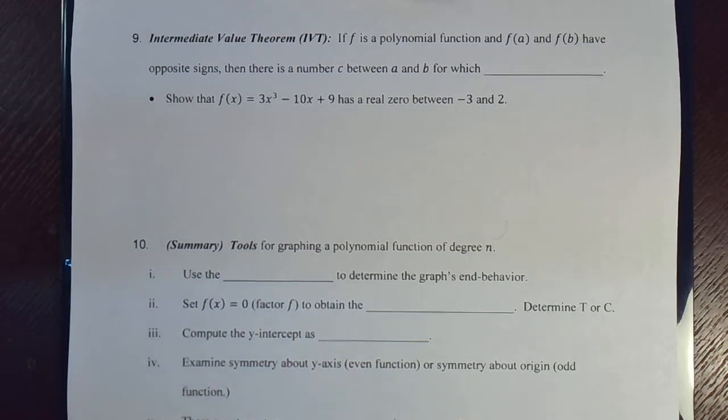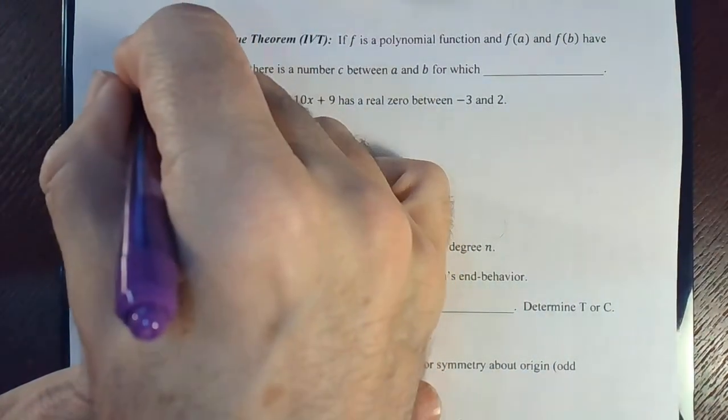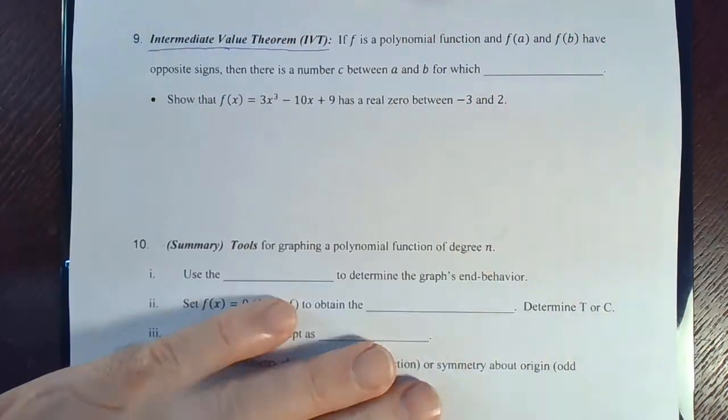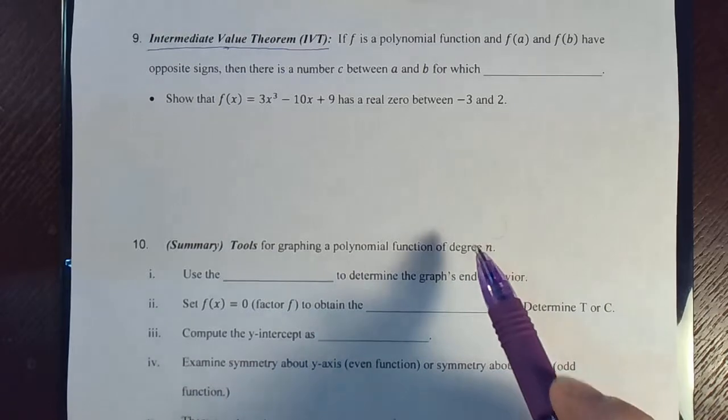Well, for our last example in this section, we're going to discuss an important theorem and then summarize what we've talked about. The important theorem is something that you'll see even more in calculus. It's called the intermediate value theorem. Let's see if we can figure out what goes in the blank here.